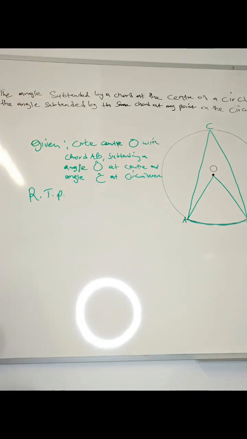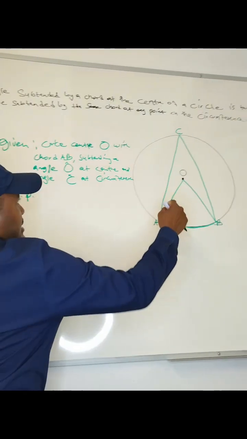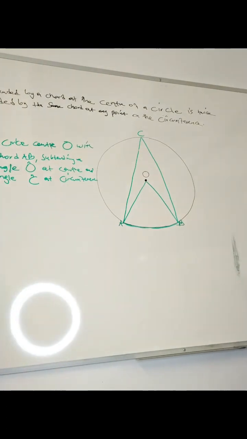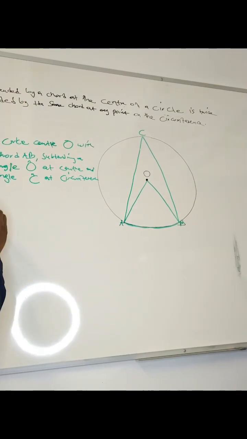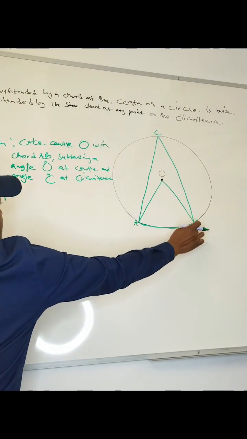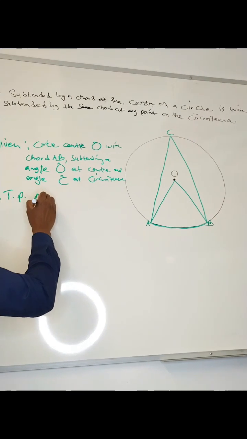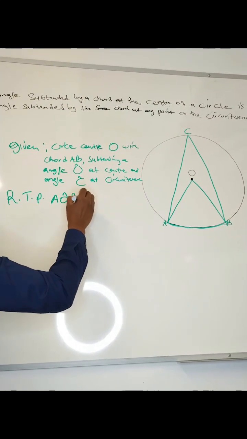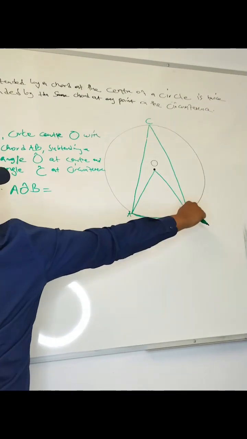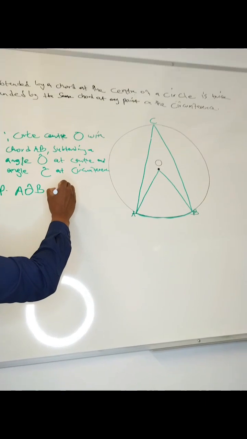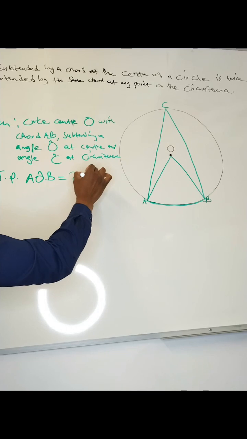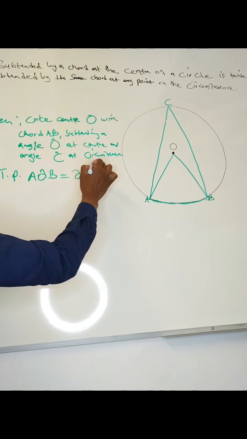What are we required to prove? We are required to prove that this angle is twice that one. We are required to prove that angle AOB is twice angle ACB. That is, 2 times ACB.